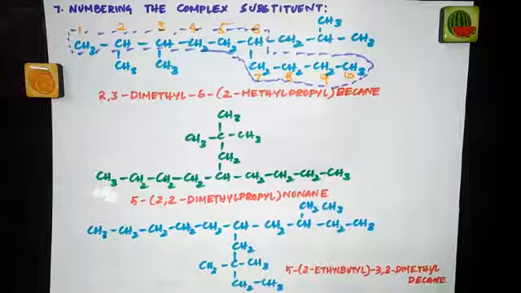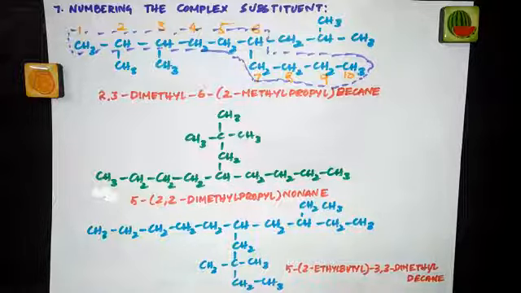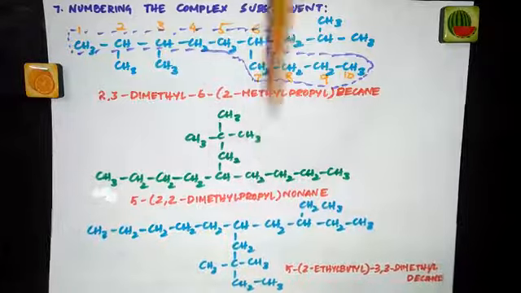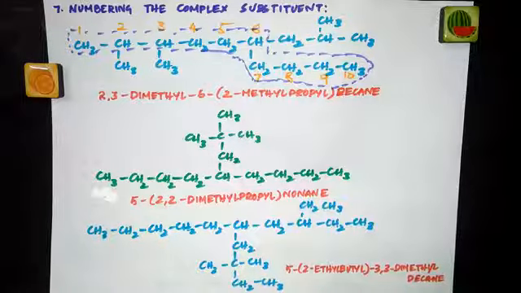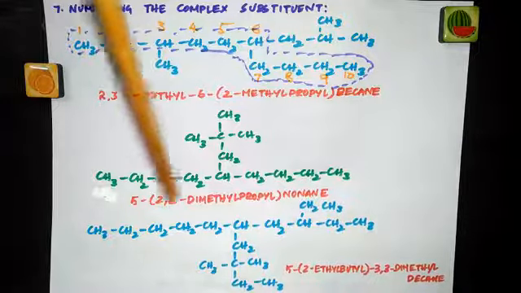So follow the same set of rules that you follow to name an organic compound, to name this substituent also. Choose the longest chain, number it in such a way the substituents get the least position, and then give the name. Let's see one more example.